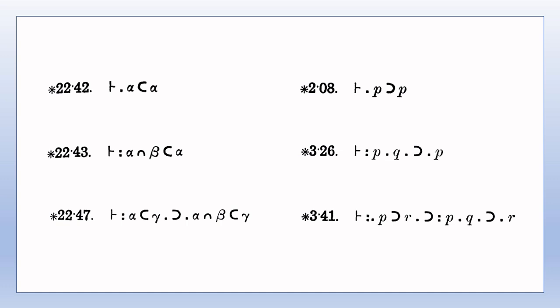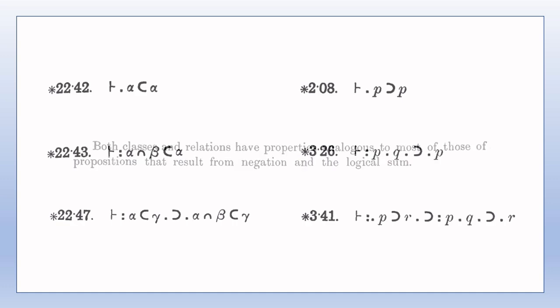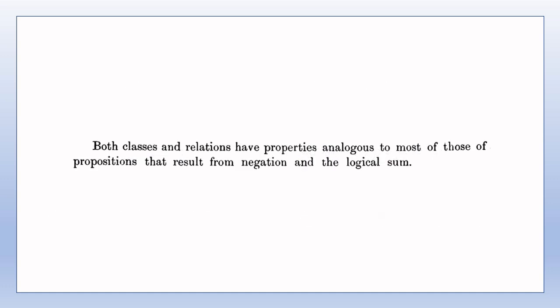For example, the expression alpha is included in beta is, by definition 22.01, seen to really be a proposition of the form P implies Q. The expression X is a member of the logical product of the classes alpha and beta is seen to be, by definition 22.02 and 20.3, really a proposition of the form P and Q, and so on. And indeed, on page 28 of the introduction we see both classes and relations have properties analogous to most of those of propositions that result from negation and the logical sum.